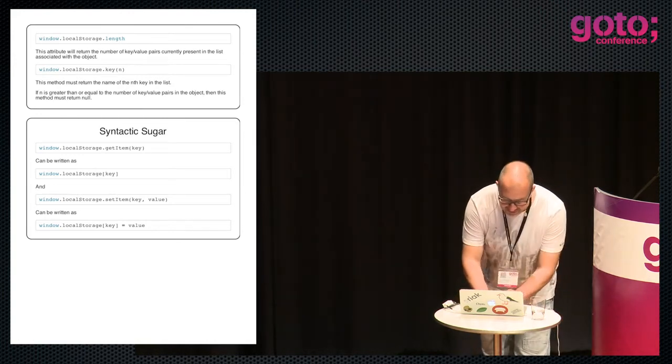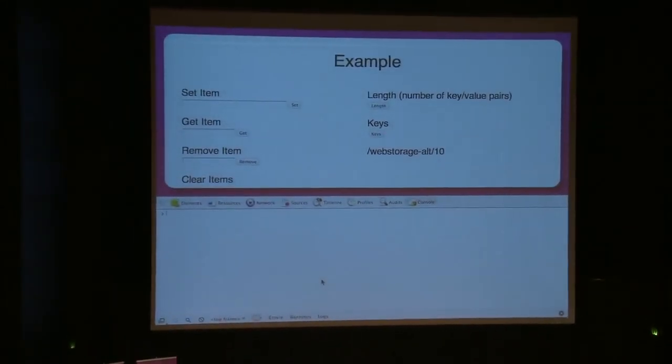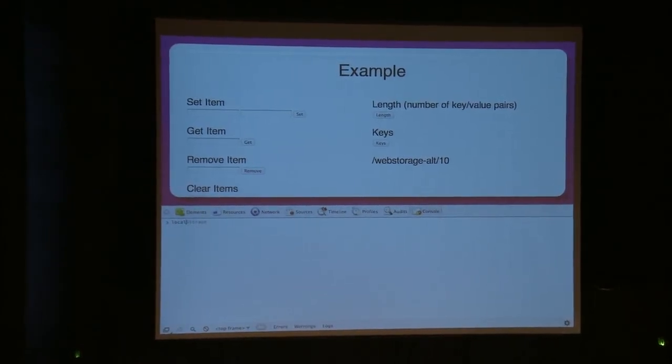Here's a little example. I think I will go for the console example instead. At any origin, we can go in and say, give us localStorage. And then we get a storage object back, and we can look in that and say, okay, it has a key. I have been playing around with it. So let's say localStorage.clear. So now we have an empty storage object, length 0. So we can add a key and a value. Some string.